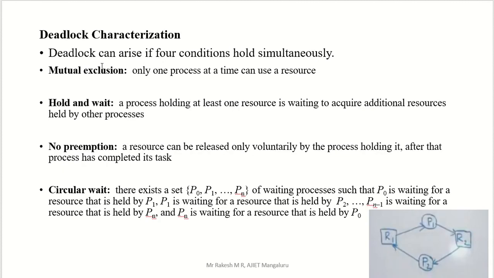Deadlock characterization. This is another important question in this module 3. Deadlock can arise if 4 conditions hold simultaneously. There are 4 conditions. If all 4 conditions arrive, at that time deadlock can arise. First one, mutual exclusion. What is mutual exclusion? Only one process at a time can use the resource.